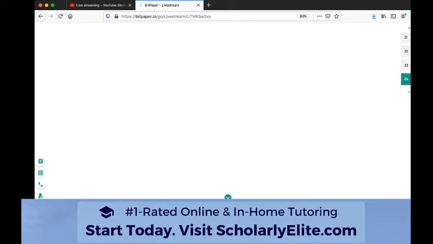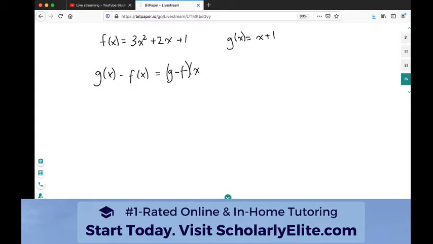So let's say I was given f of x equals 3x squared plus 2x plus 1, and g of x equals x plus 1. And let's say that your teacher asks you for g of x minus f of x. Well, that's the same thing as saying g minus f of x. And in this case, that's the same thing as saying x plus 1 minus 3x squared plus 2x plus 1.